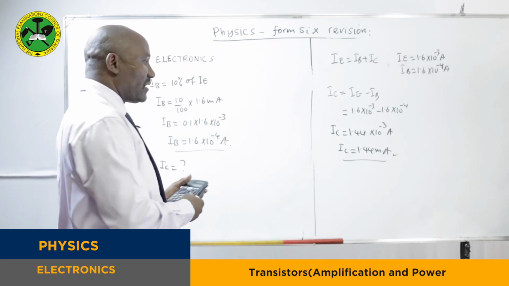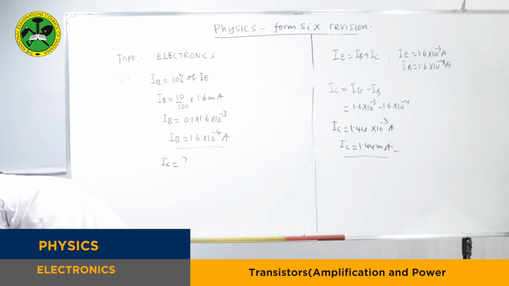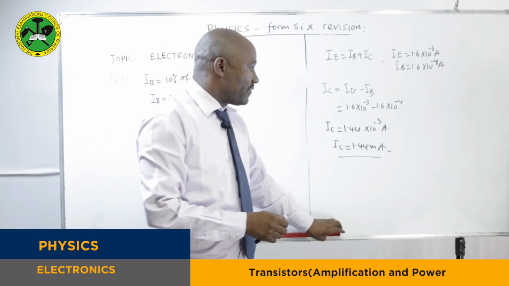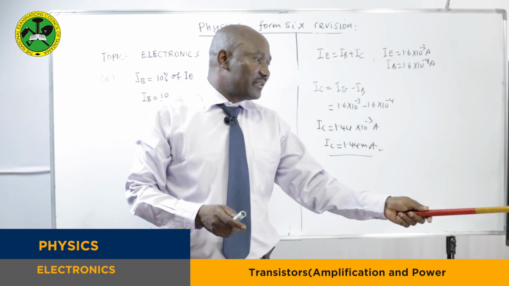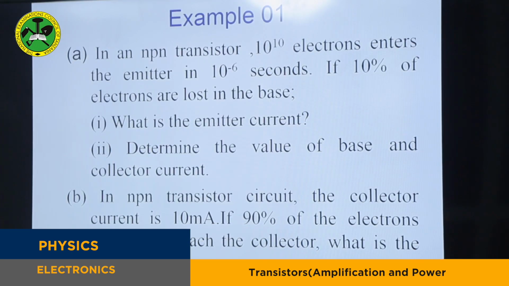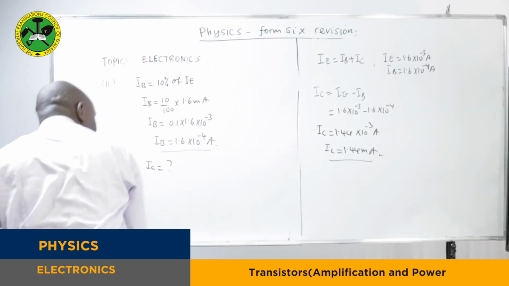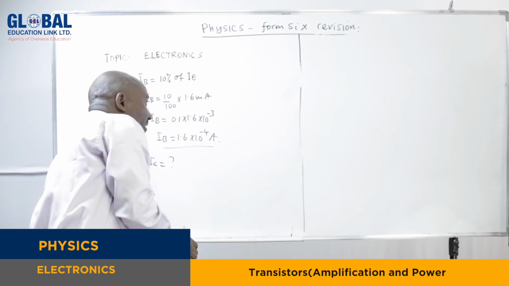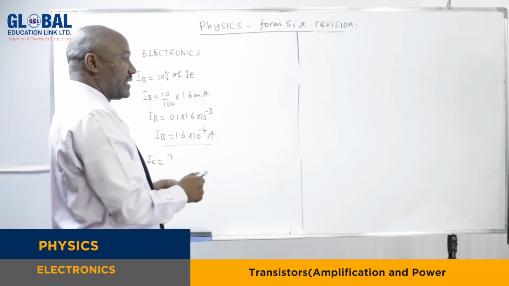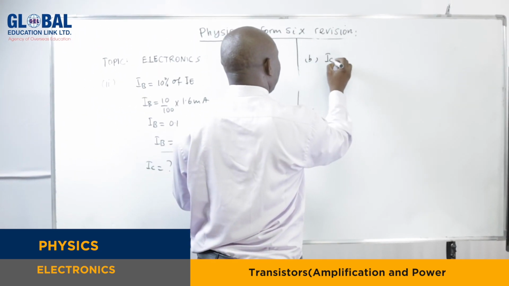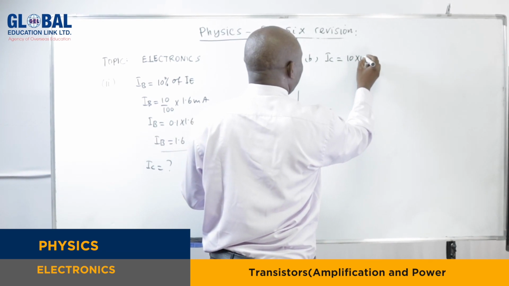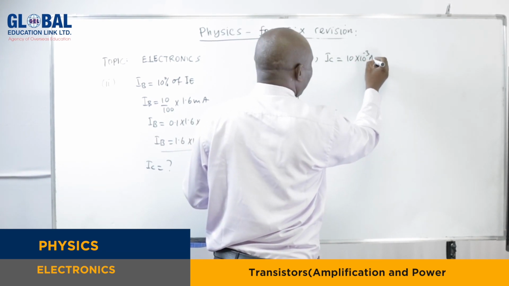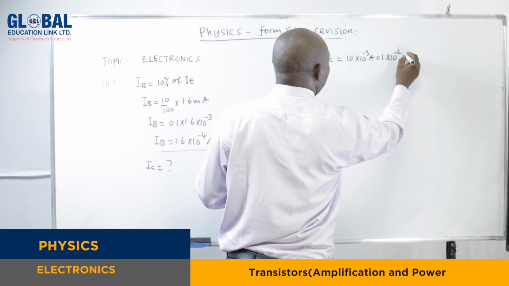Part B now you can take as part of the exercise. It's the same question, with the same arrangement, but we are told that the collector current is given as 10 milliampere. If 90% of electrons are able to reach the collector, what is the base current? Very interesting. Let's do it together. We are given that in the same arrangement of the NPN transistor, the collector current, IC, is 10 milliampere, 10 to the -3 ampere. In other words, it's 10 to the -2 ampere.